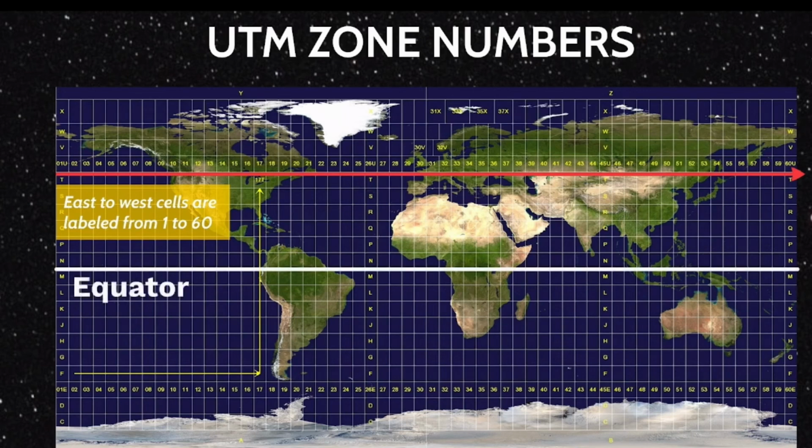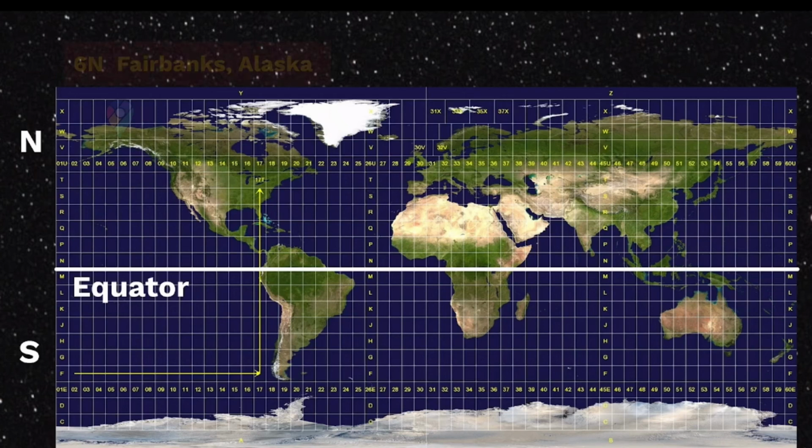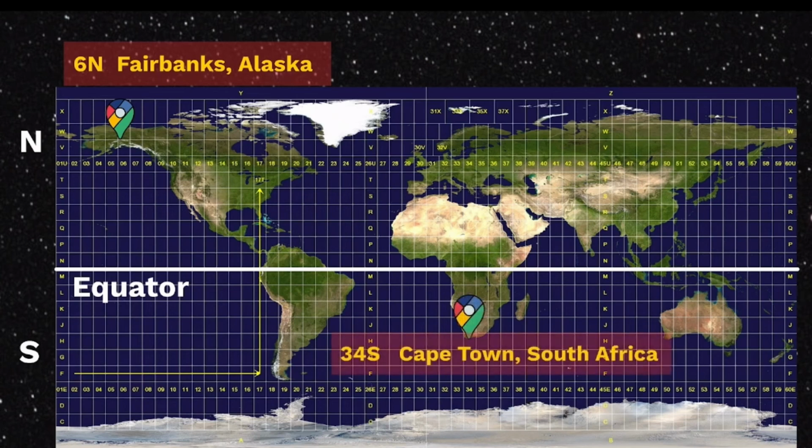Also, at the equator, each UTM zone is further divided into northern and southern zone. So, a UTM zone is usually identified with a zone number and north or south. For example, Fairbanks, Alaska is in UTM zone 6 north and Cape Town in South Africa is in UTM zone 34 south.